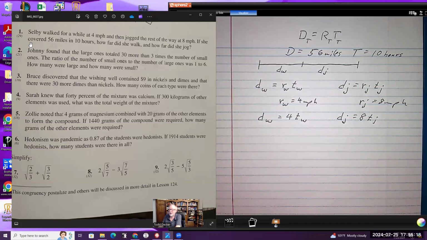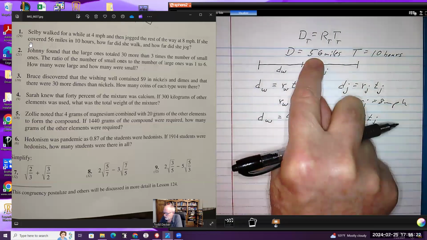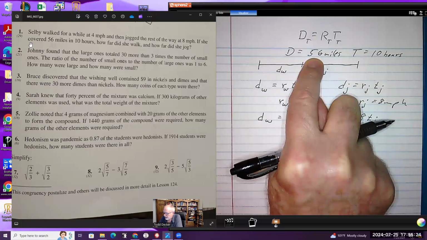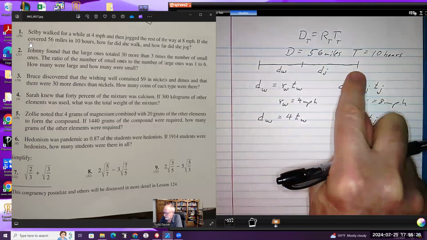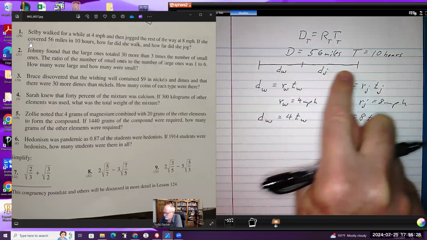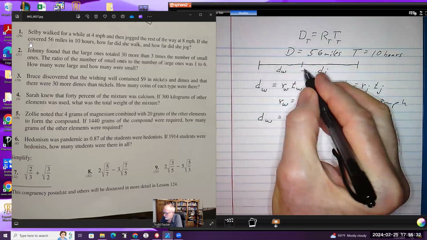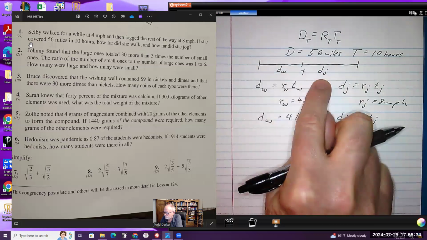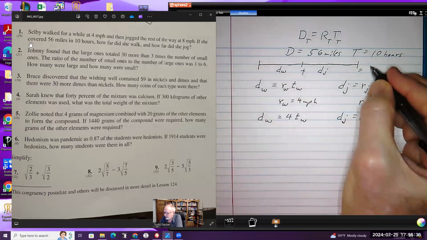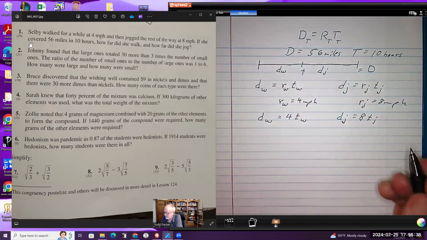And what are we going to do? Well, we do know that she went 56 miles. And this 56 miles is represented by this line here, which is the sum of these two distances here. In other words, distance she walked plus the distance she jogged has to equal our total distance, right?